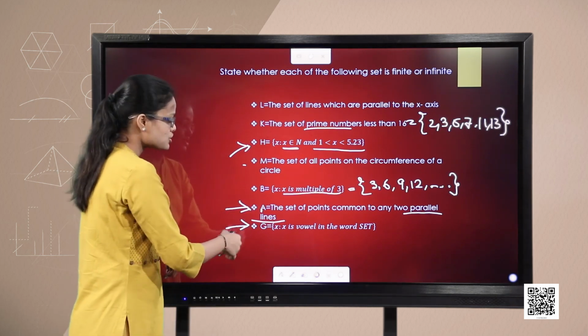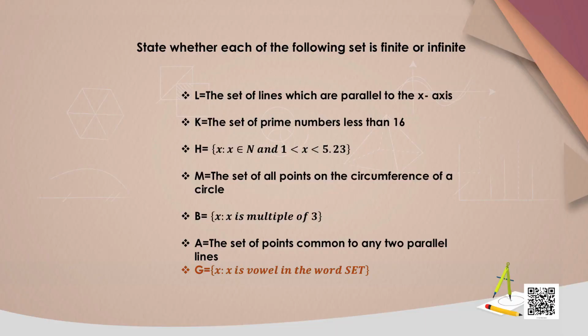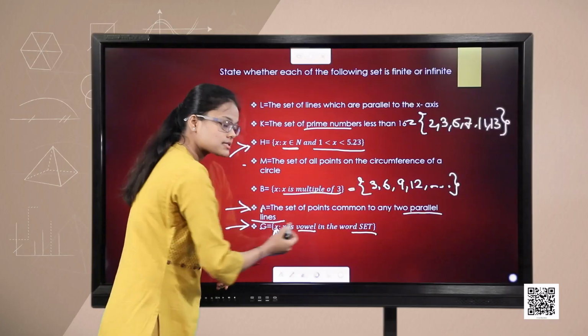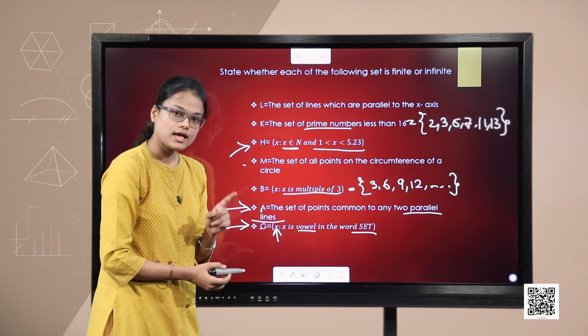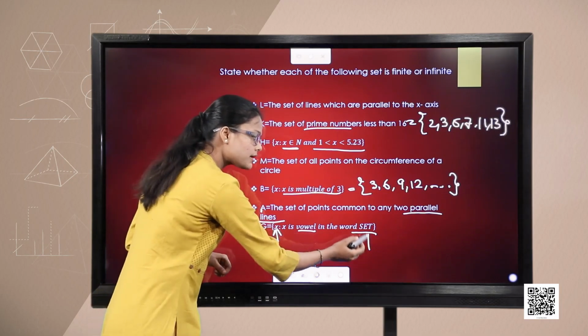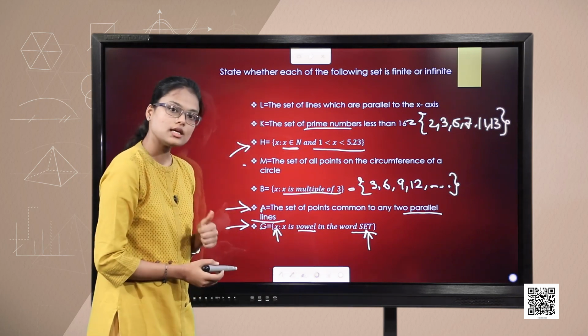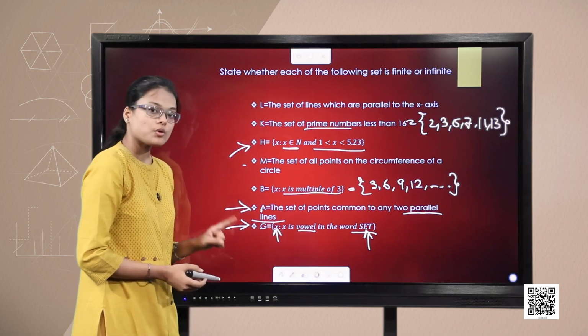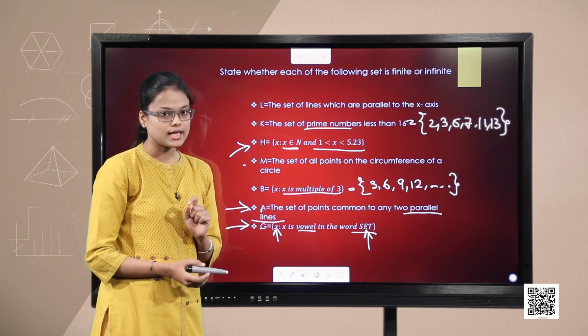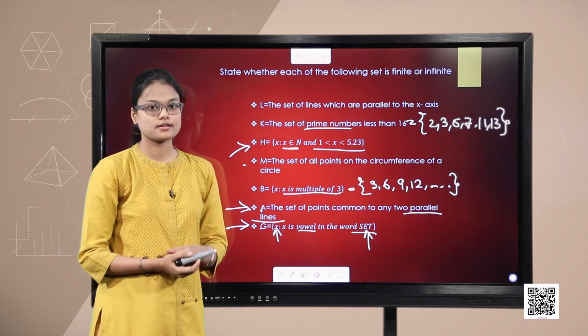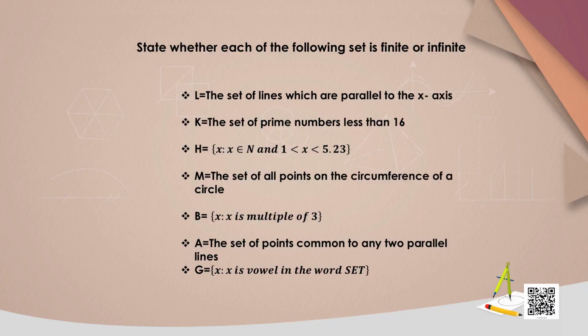Now, the last set G. G is a set consisting of all those letters which are vowels in the word set. Now, see, set is consisting of 3 letters S, E and T. How many vowels are there in it? 1, which is E. So, G has one element which is E, and it is a finite set. So, hope you have understood how you can categorize sets into finite and infinite sets.